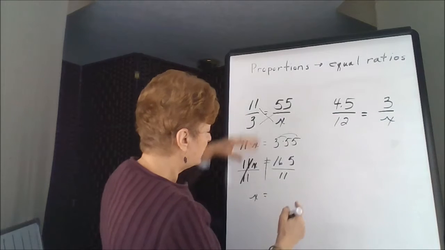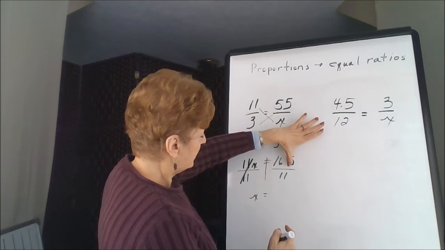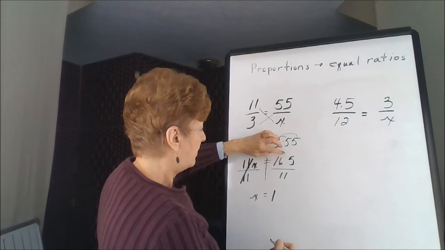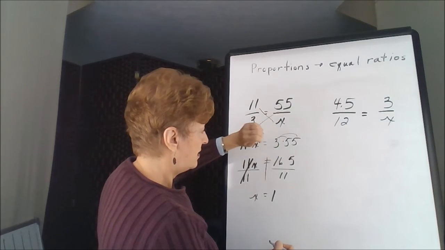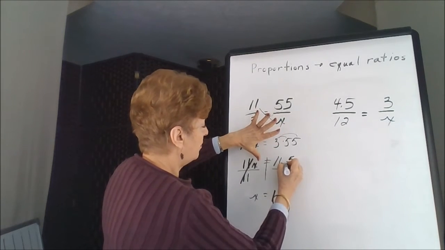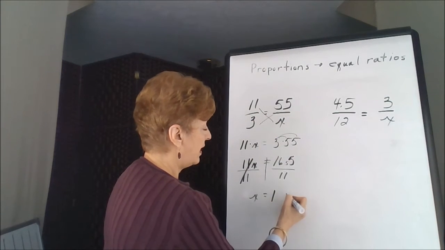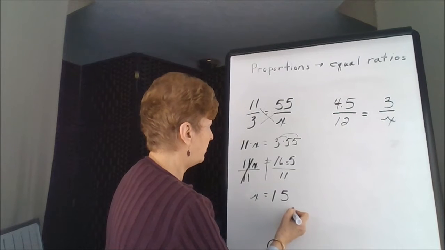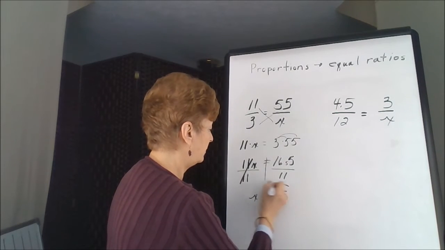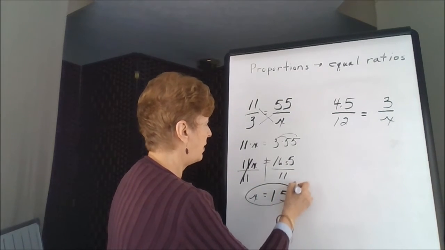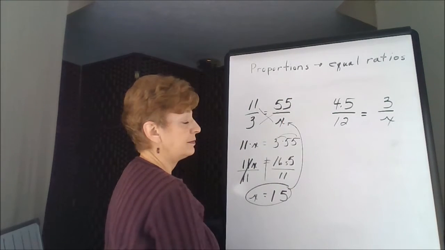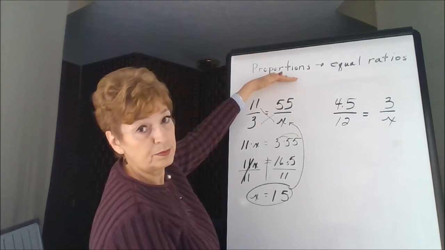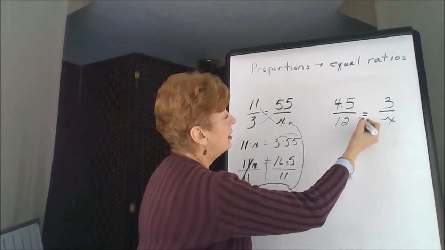11 goes into 16 one time. With 11, 12, 13, 14, 15, 16, 5 is left over. 11 divides into 55 5 times. X is equal to 15. That's what I would put back in this spot to make those two ratios proportional. Okay.